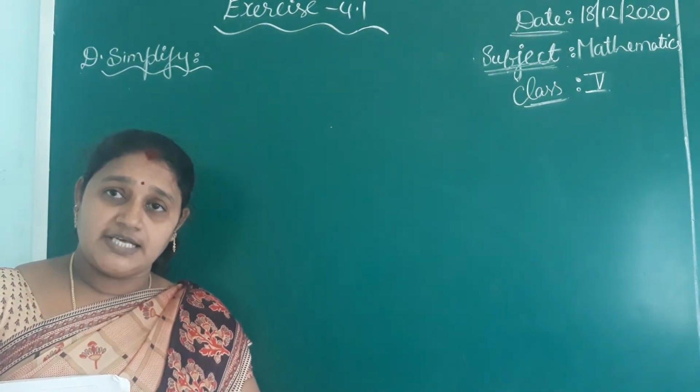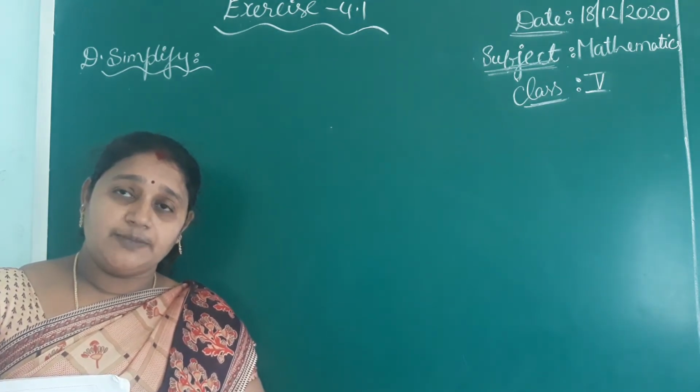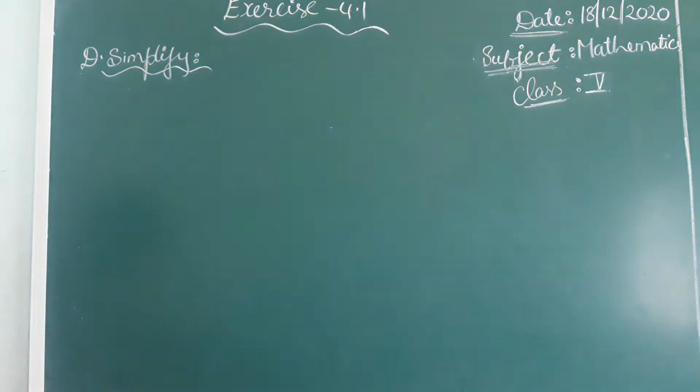Okay, in the previous class we continued exercise 4.1 up to C Roman, and it was completed. Now I am going to start D Roman, simplify. That means here in the fractions you have to do addition and subtraction. Both the operations you have to simplify in this.